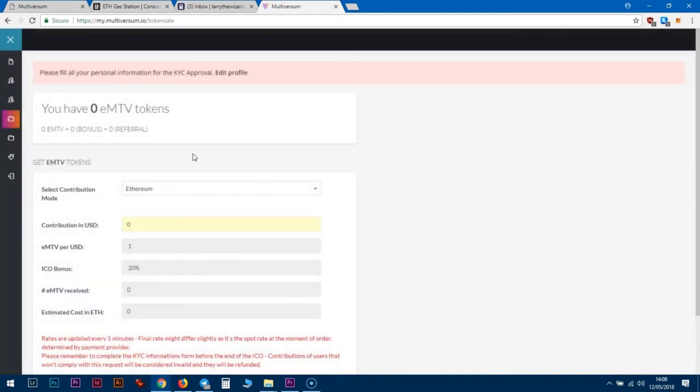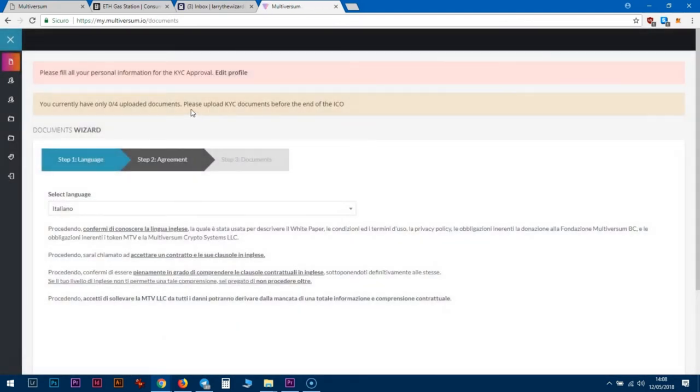Here we go. This is your dashboard. You can see everything concerning your wallet and your KYC status, which has to be filled correctly and approved by our team members before the end of ICO. Otherwise, you will not get your tokens. You will get a refund, but you will lose the fees. So please fill this up. Later I will show you how to.